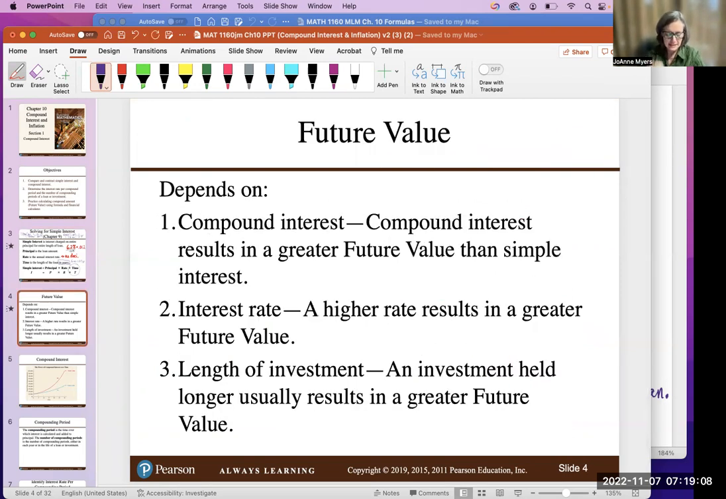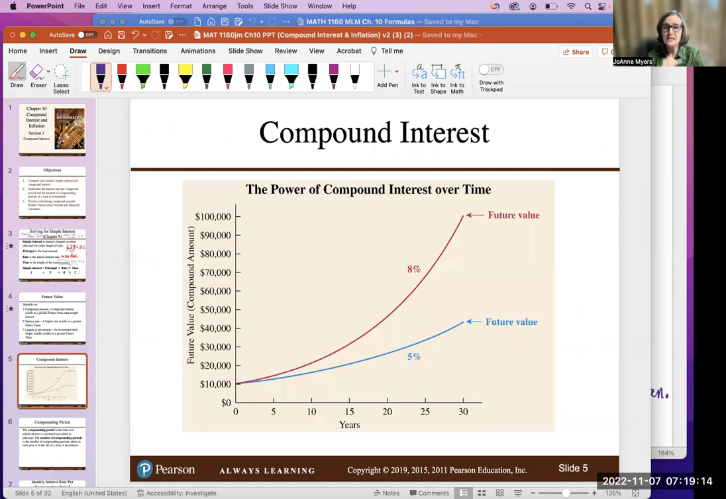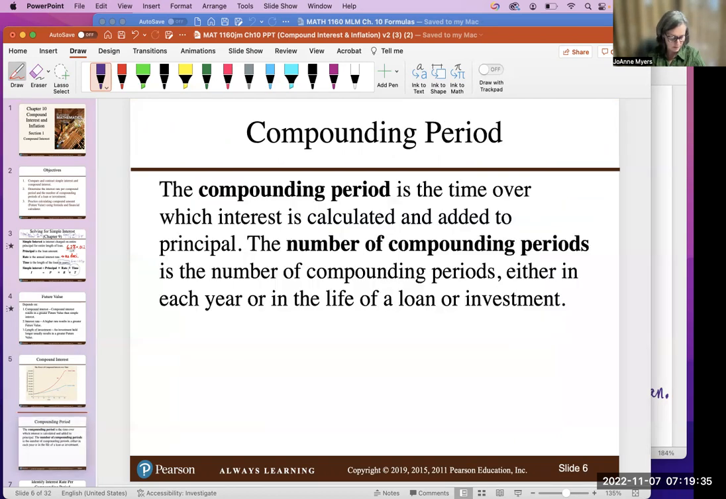Future value. This depends on your compounding interest, the interest rate, the length of your investment. Obviously, compounding interest: if I add interest to your account every month, that means I'm paying interest on the interest I paid you previously. So compounding interest will get your bank account to grow faster than simple interest, where I just plunk in the amount each year. Your future value will increase.